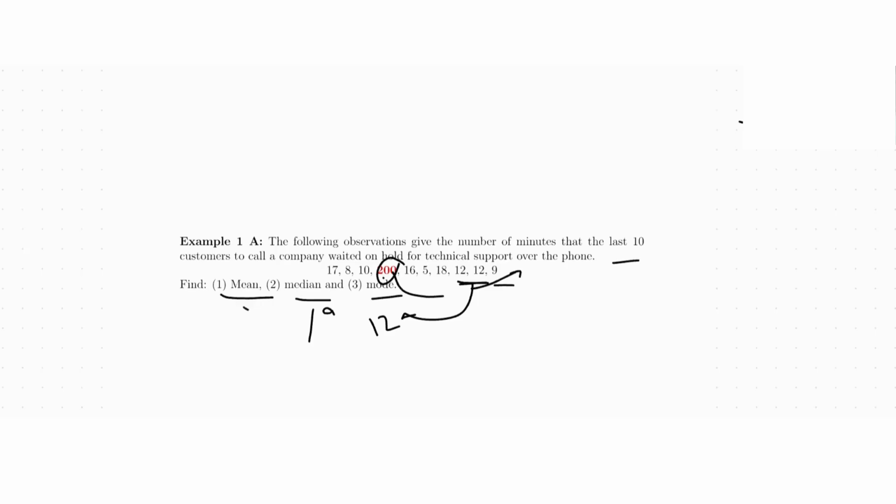The mean will definitely change because the number has changed completely. Earlier you got the sum as 127 when it was 20. Now it's 200 instead. So I will subtract the 20 and then add 200 instead.